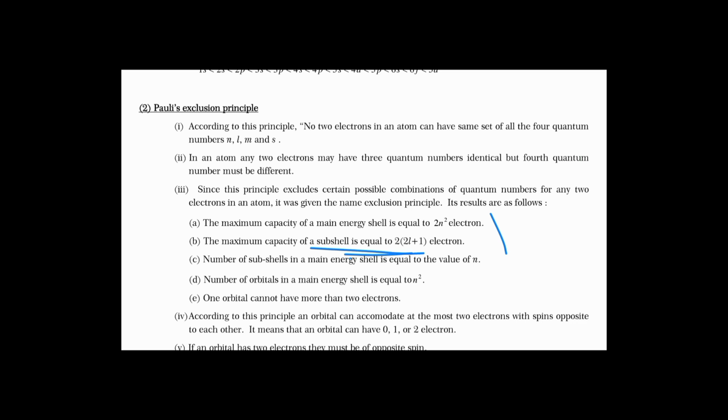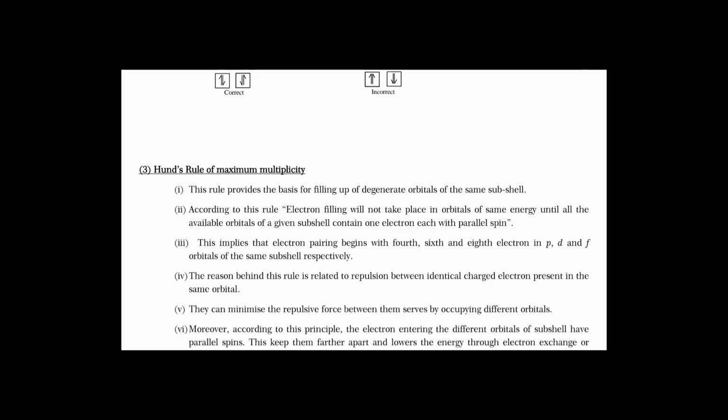And this one as well, the number of orbitals. Also, according to Hund's rule, electron pairing will not take place in orbitals of the same energy until all the available orbitals of a given subshell contain one electron each with parallel spin. You have to remember these things.